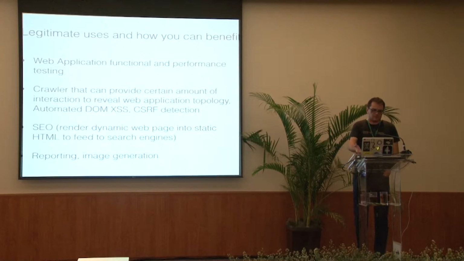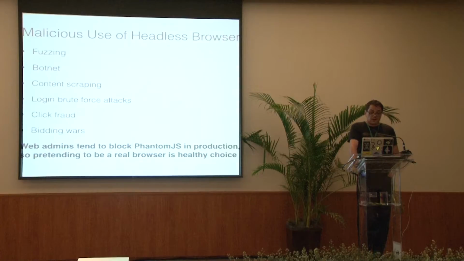For reporting or image generation, Phantom.js is probably the best tool, because with one single command you can take a snapshot of the page, or of a region of a page, and save it into whatever format you want. You can implement your custom handlers for the images. It can be PNG, GIF, JPEG, PDF, or whatever. Lots of people are using Phantom.js for that.